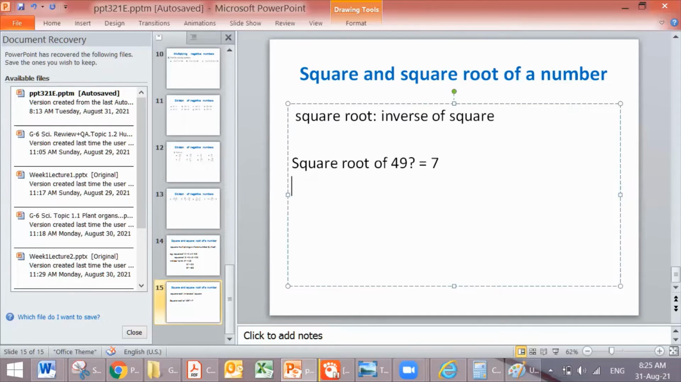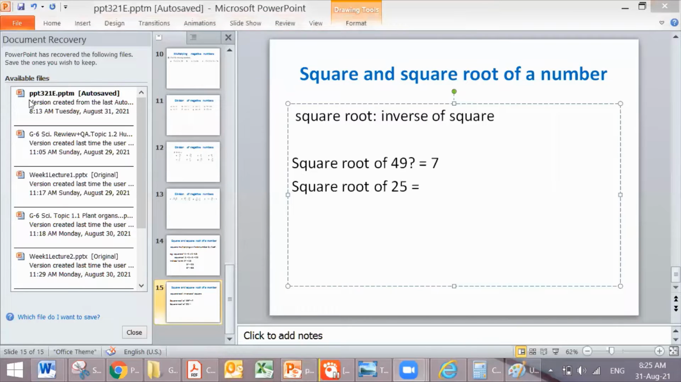And similarly, the square root of 25. Can you answer it? What is the square root of 25? Okay, yes, Al Hassan, Muhammad Zaid, Mahmood, very good students.